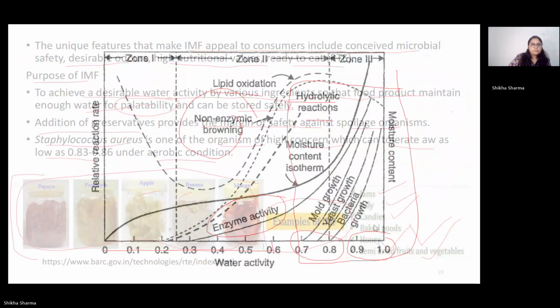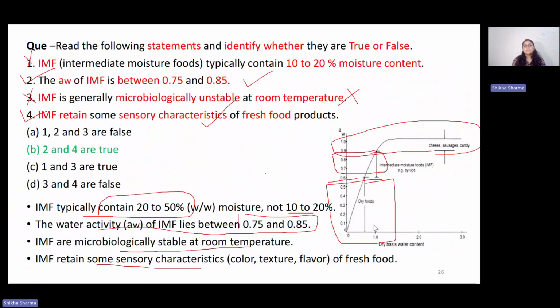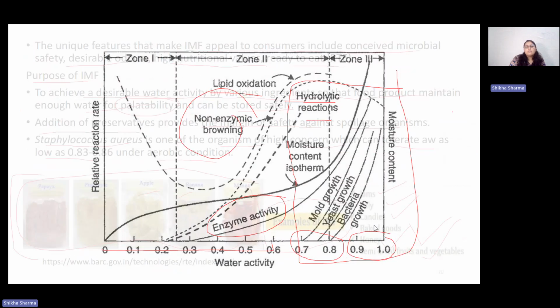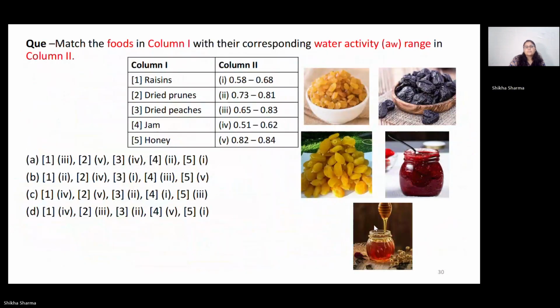So in this question, as we discussed, what are the intermediate moisture food products? They are basically food products having a moisture content around 20 to 50 percent and a water activity around 0.75 to 0.85. They are stable at room temperature, they are fresh-like products, and they retain some sensory characteristics like fresh products.